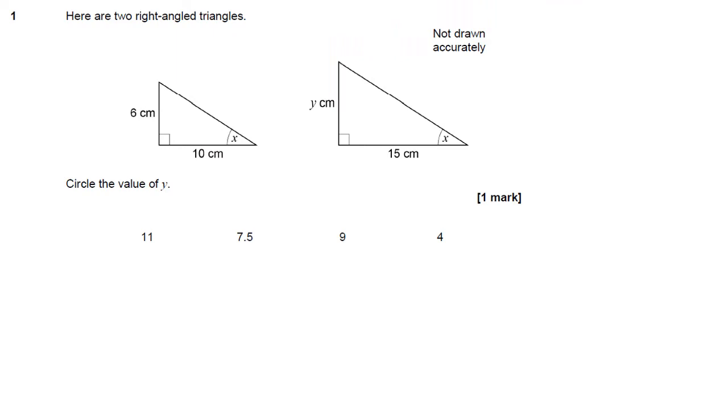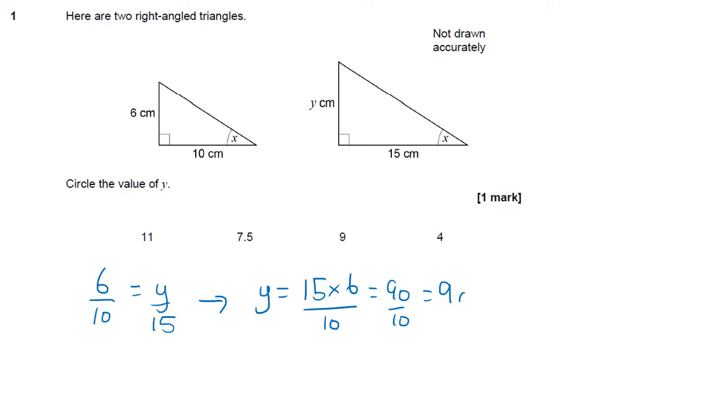So a nice easy one to start with, hopefully. This is about similar triangles. You can see as the triangles are presented, the angle in the corner is x in both cases, so same angles, so therefore the ratio of those sides must be the same. So for the left-hand triangle, 6/10 is the ratio of those sides, and that's going to be the same as y/15 for the right-hand triangle. Rearrange that, you get y is equal to 15 times 6/10, which is 90/10, which is 9 centimeters. So the correct answer there is 9.